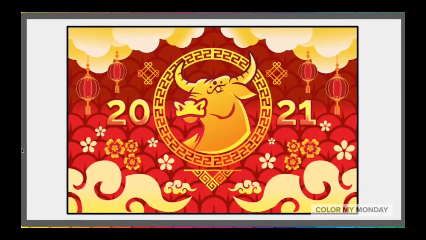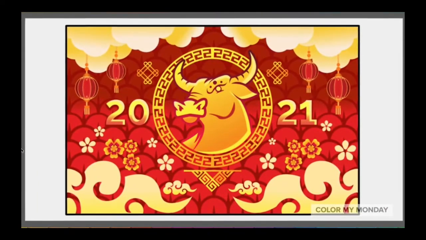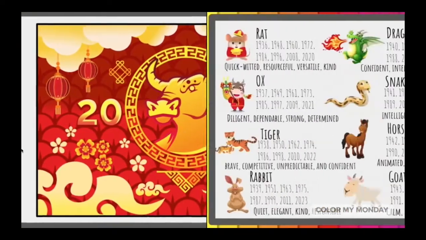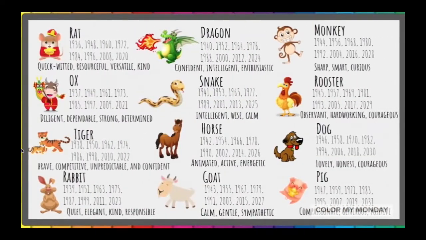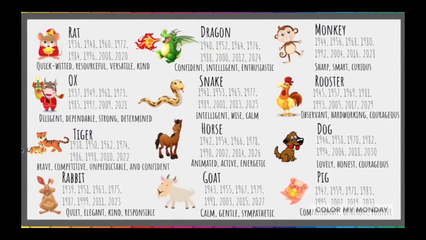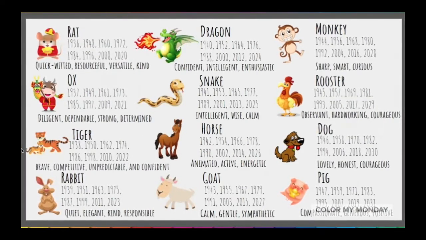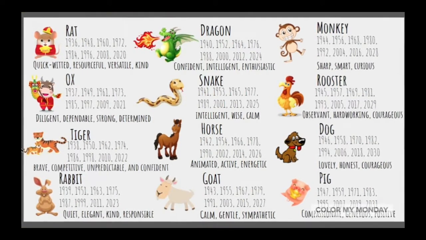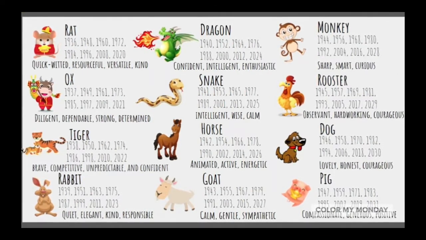In 2021, Chinese New Year will begin on February 12th, and this will be the year of the ox. Each year is represented by a different animal, which is given based on the Chinese zodiac. The Chinese zodiac is a repeating cycle of 12 years. You can pause the video here to find your birth year and animal.